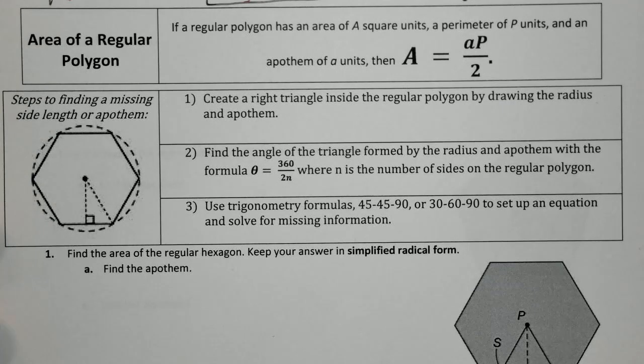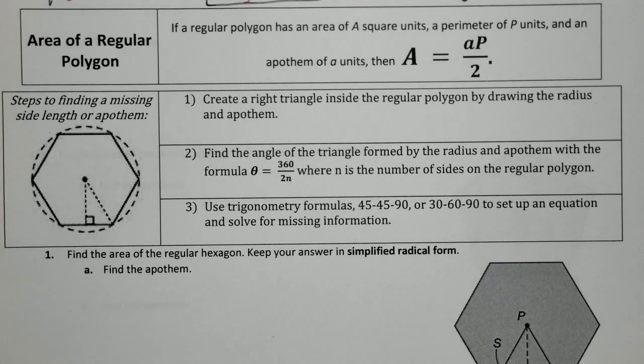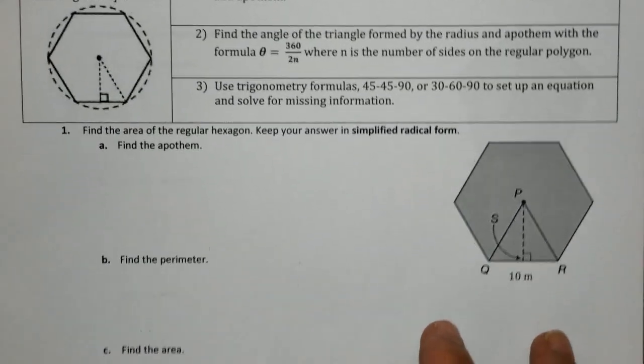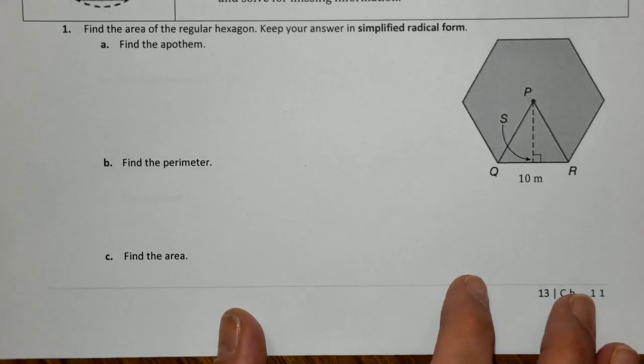So these steps right here are basically the exact same process we did in part 1. We created a triangle, we found the central angle, and then we solved using different methods. We can use 45, 45, 90s or the 30, 60, 90, or we can use our trigonometric functions. Generally, I will use trigonometric functions, but I may change it up.